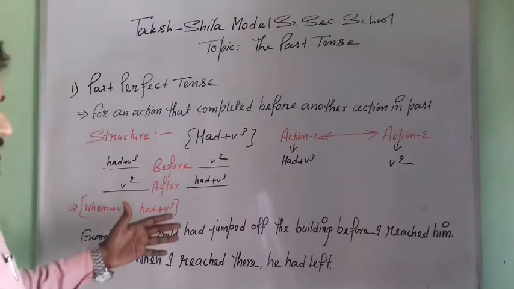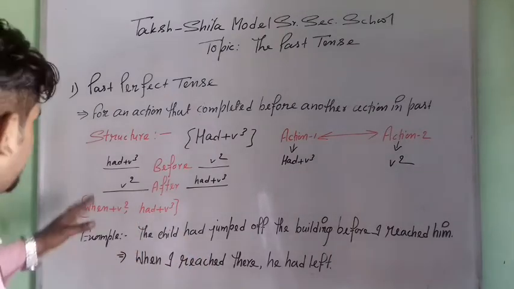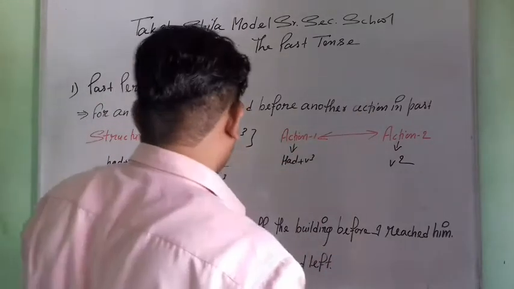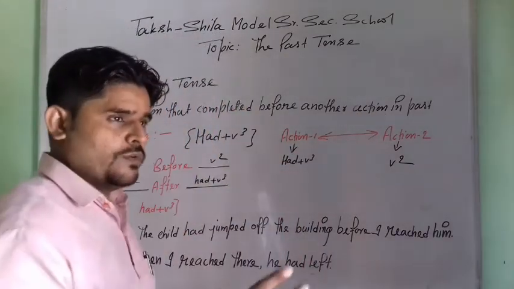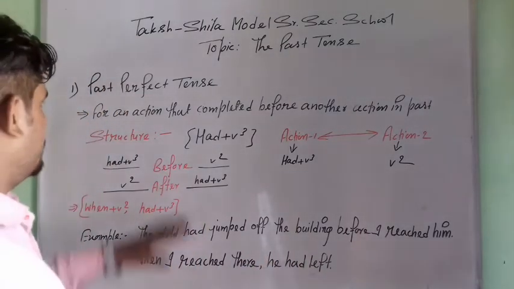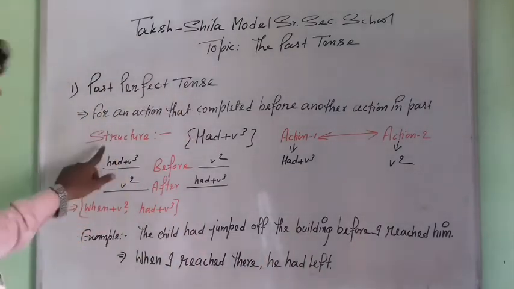आई विल एक्सप्लेन दीज थिंग्स टू यू इन अ मोर इजी वे. सो फॉर एन एक्शन दैट कंप्लीटेड बिफोर अनदर एक्शन इन पास्ट, राइट, दैट सिंपली मीन्स कि पास्ट में दो एक्शन हुए, दोनों में से जो पहले हुआ और कौन सा बाद में हुआ ये डिटरमिन करना है, उसके बेसिस पे पास्ट परफेक्ट टेंस का यूज होगा.